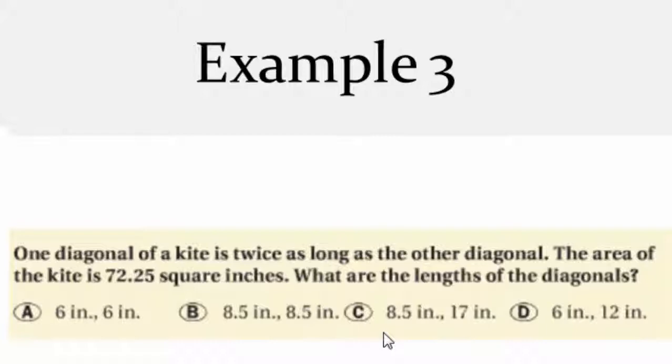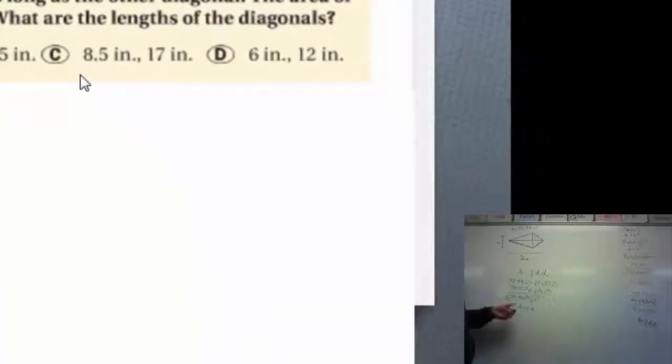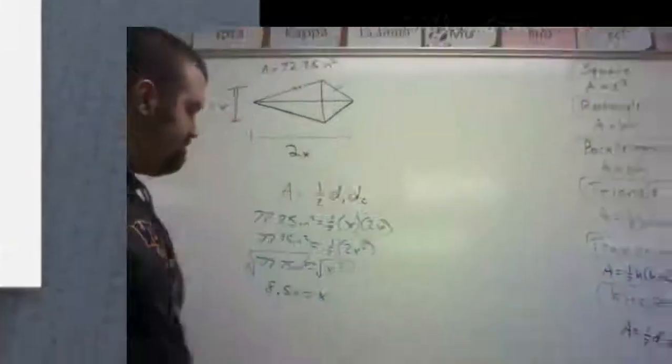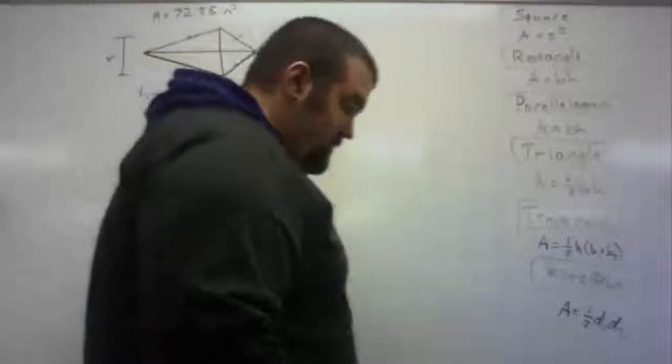So, now the question wasn't, what is the length of a diagonal? It's what's the length of both of them. So, if one of them is 8.5, that's this one. This one is 2x. So 2 times 8.5 is 17. I look at my choices. It's not A, not B, not D. It has to be C. And there we go. Problem solved.